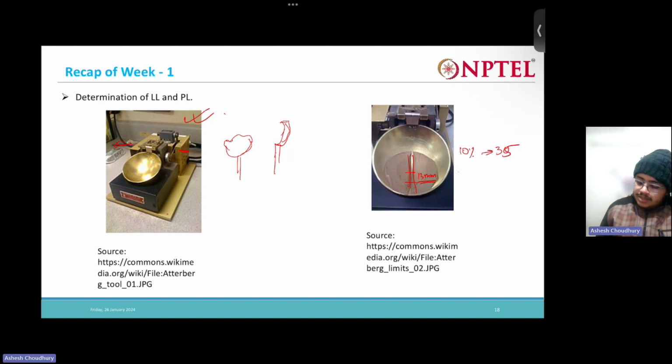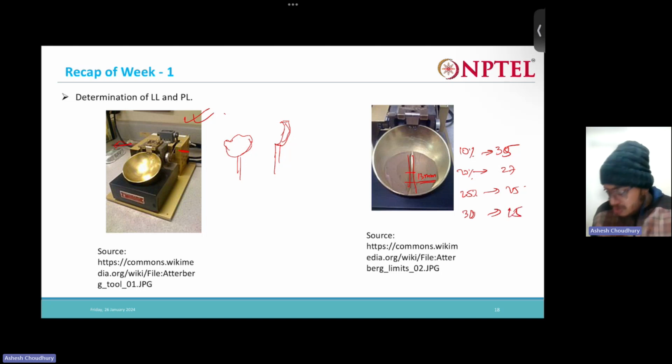Then we increase the water to 20%, then it took say 27 blows. Then say you increase to 25%, it took 25 blows. Then you increase the water to 30%, it took 15 blows. Like this you need to do.